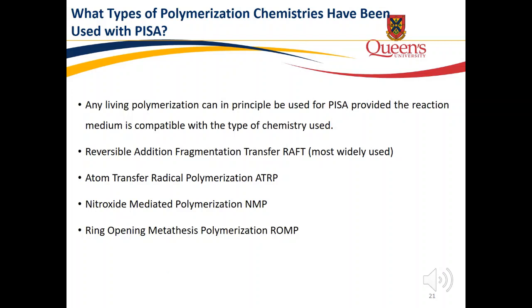I mentioned earlier that you need to have some type of living polymerization to do the PISA reaction, but in fact it's quite flexible how you do it. RAFT is probably the most commonly used chemistry for doing PISA, but people have also used ATRP, NMP, and even ring opening metathesis polymerization, or ROMP.